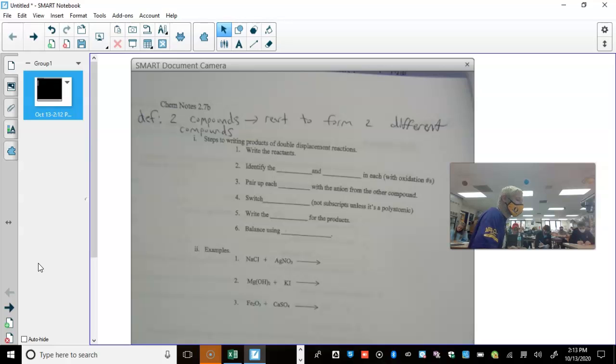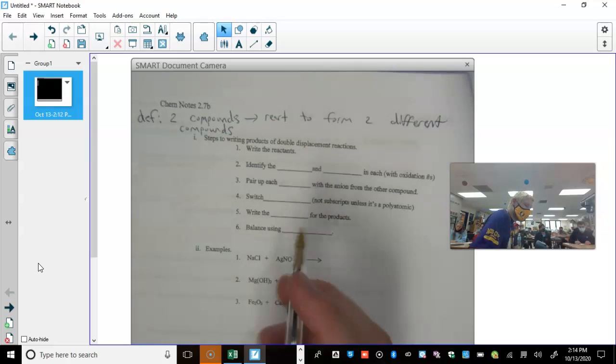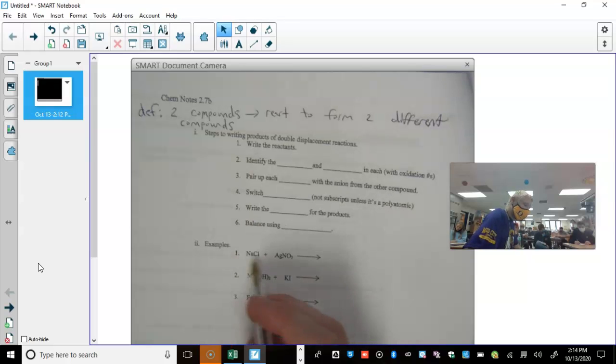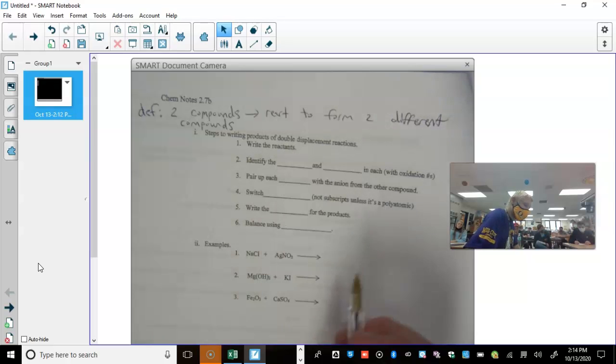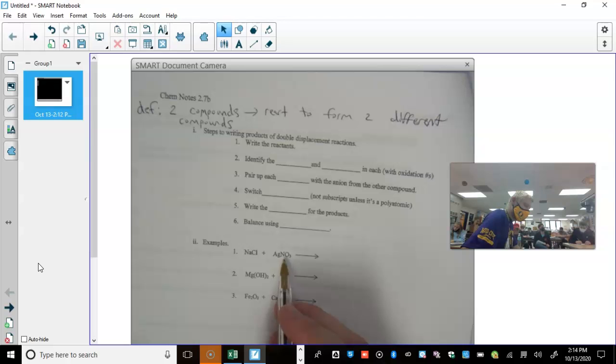The more technical definition is when you have two binary compounds, ionic compounds, react so that the cations of both compounds switch places. That would be a more technical definition. So when solving, let's solve number one. It says write the reactants. All right, I've got the reactants.